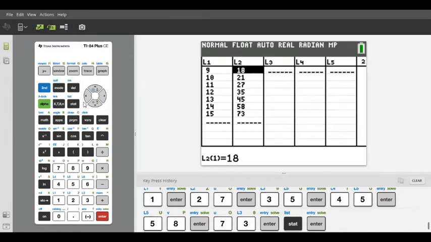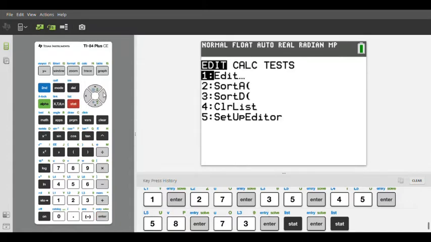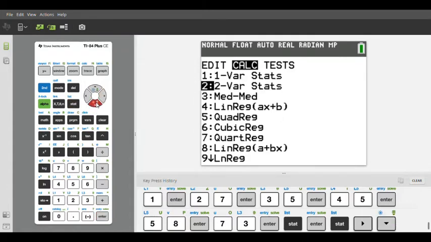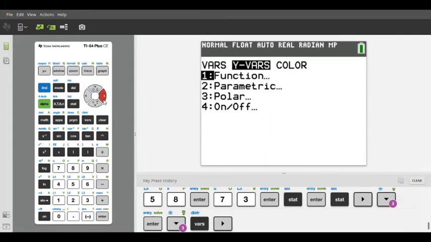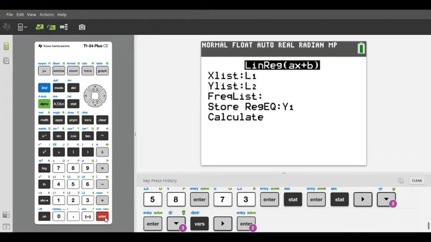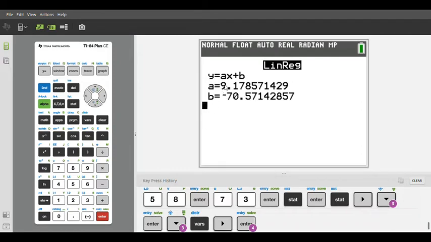Now we can create the scatter plot. That's easy enough. Let's go ahead and create the line for it. So we'll go Stat, Calc, scroll down to Linear Regression, and we will store it in Y1 by going to Vars, Y-Vars, Function, Y1, and we will calculate it out. So we get y equals 9.18 approximately, x plus negative 70.57.